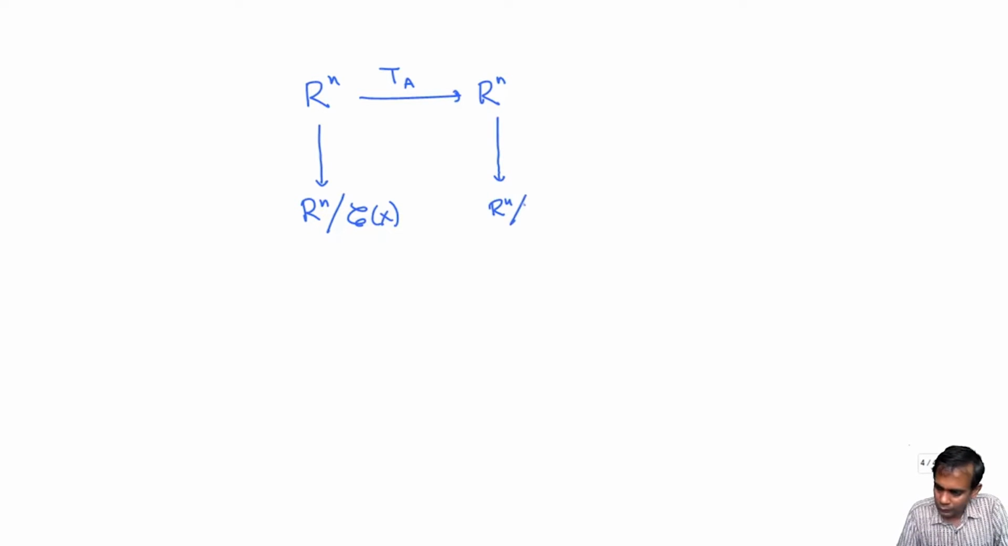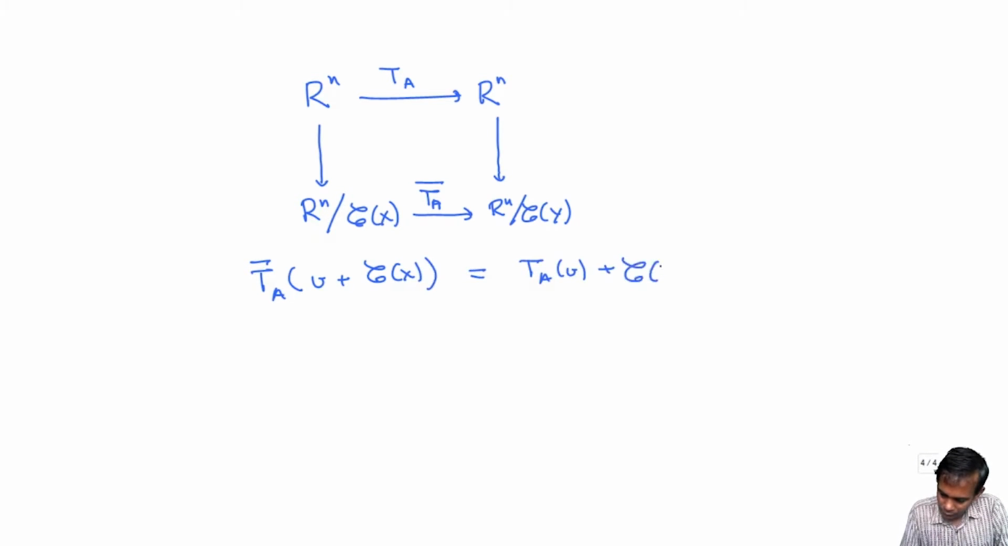So T_A is from R^m to R^m, and you have the quotient map from R^m to R^m mod the column space of X, and the quotient map from R^m to R^m mod the column space of Y. But this map T_A takes the column space of X onto the column space of Y. So it gives rise to an isomorphism T_A bar, defined by T_A bar of v plus the column space of X is equal to T_A v plus the column space of Y. And this fact that T_A maps the column space of X isomorphically onto the column space of Y says that T_A bar is a well-defined isomorphism from R^m mod the column space of X to R^m mod the column space of Y.